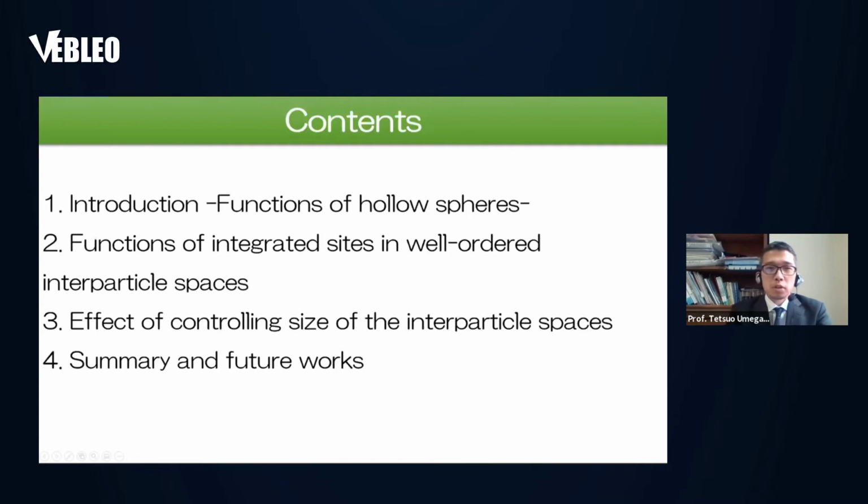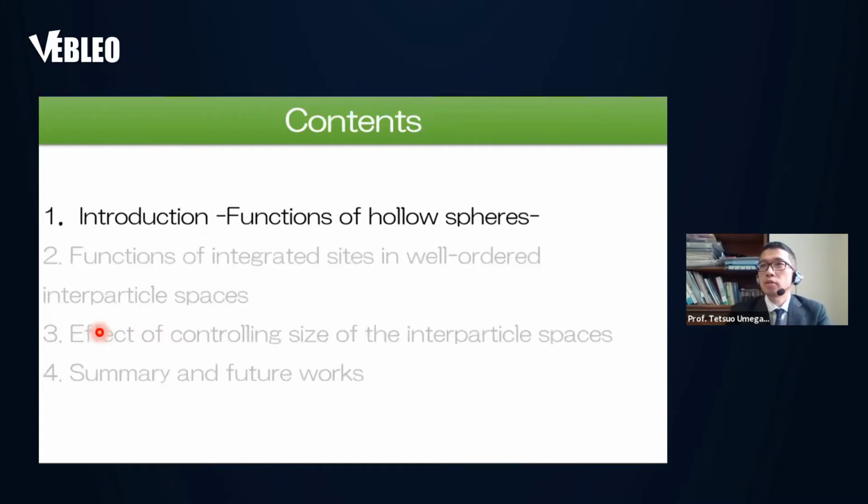This is the outline of this presentation. In the beginning, I will introduce functions of hollow spheres, and then I will show you the results about two main topics. The two main topics are related with functions of integrated sites in well-ordered interparticle spaces and the effect of controlling the size of the interparticle spaces. Finally, I will summarize this presentation and briefly talk about our future works.